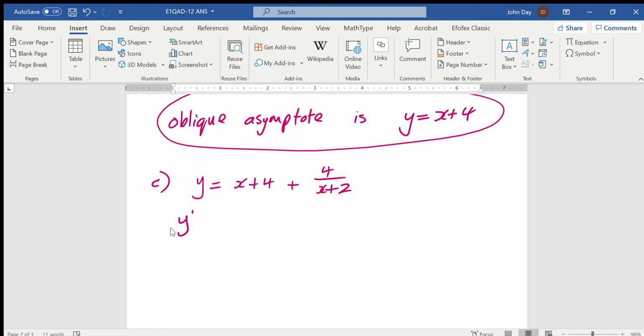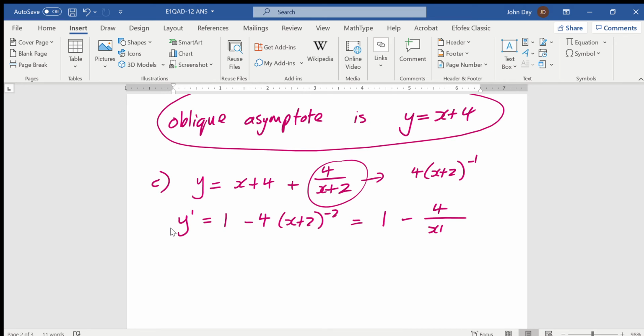So the first derivative is, well, the derivative of x + 4 is just 1. And this here is actually 4(x + 2)^-1. So it'll be 1 minus 4(x + 2)^-2, wouldn't it? I.e., that's 1 minus 4 over (x + 2)².